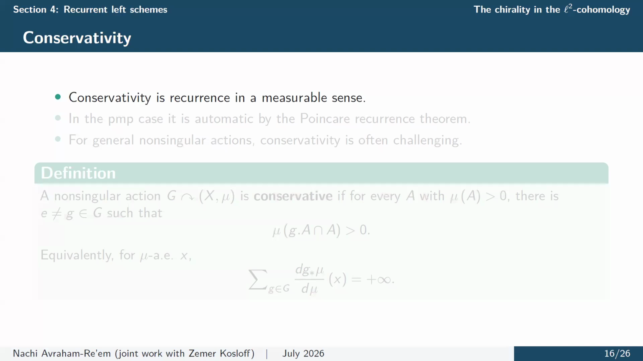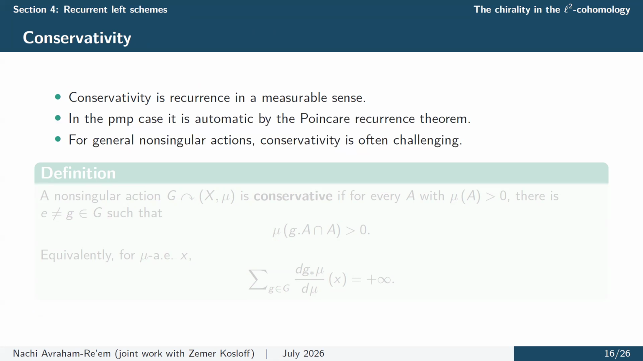Okay, so it is not maybe defined pointwise. We need to consider almost sure behavior, but in a measurable sense, it needs to be recurrent. In the probability measure preserving case, this is always true. This is just the Poincaré recurrence theorem. Whenever the group is infinite and acts in a probability preserving way, we will always have conservativity. So soon I will define this more properly, just for background.